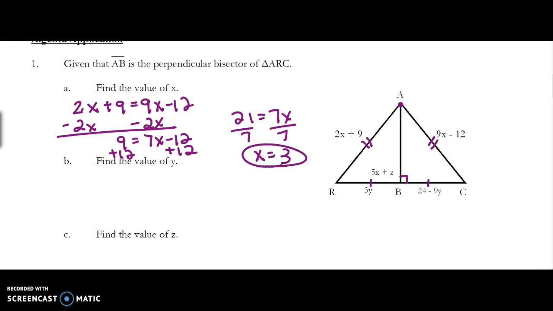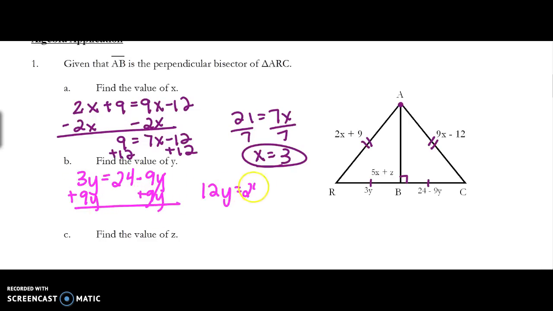Now we need to find y, and y is the midpoint section, so we know they're congruent, so you would set them equal. 3y is equal to 24 minus 9y. Add 9y, and you get 12y is equal to 24, or y is 2.